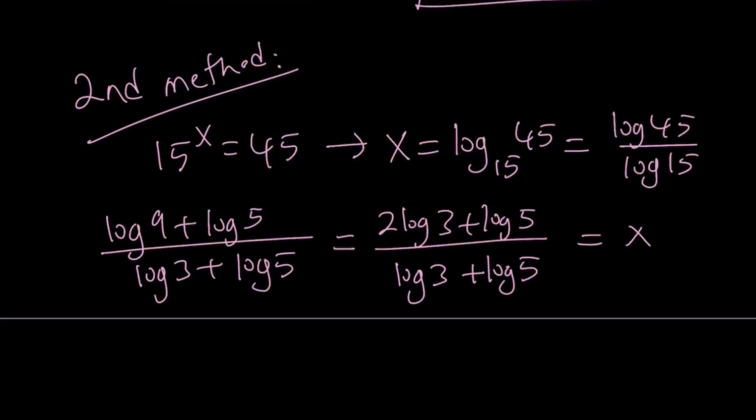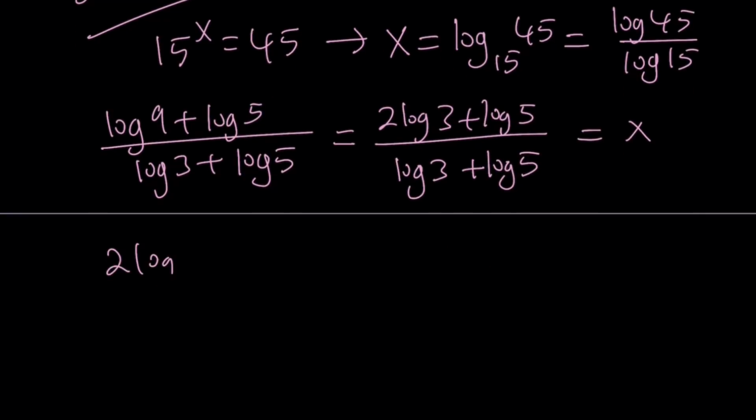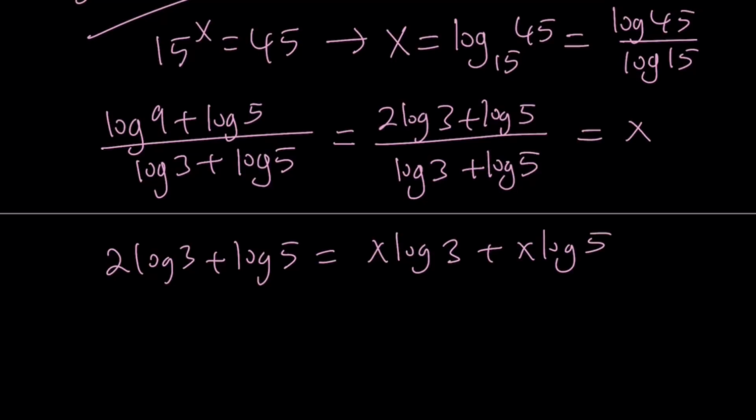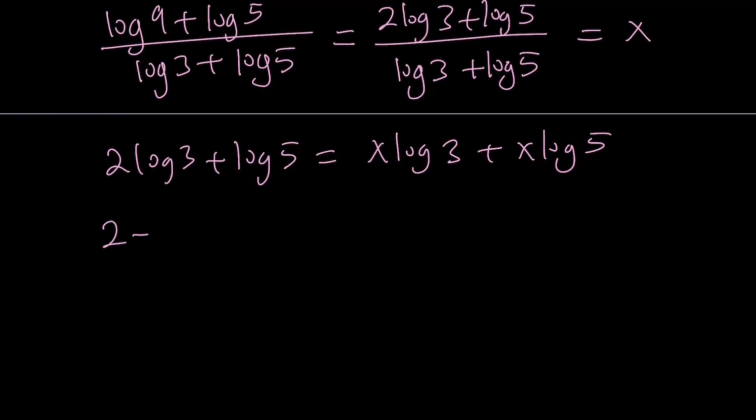So let's go ahead and cross multiply. 2 log 3 plus log 5 equals x log 3 plus x log 5. Now here, I'm going to try to find the ratio of log 3 to log 5. Let's go ahead and do that. So let's put all the log 3's on one side: 2 minus x log 3, by way of subtracting. And x minus 1 log 5, again by way of subtracting.